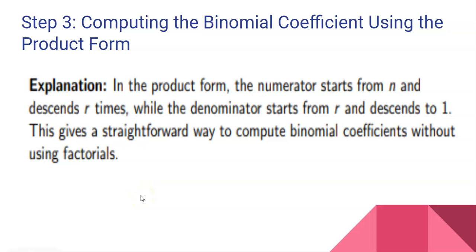So here's our explanation for the product form. In the product form, the numerator starts from n and descends r times, while the denominator starts from r and descends up to 1. So this gives a straightforward way to compute binomial coefficients without using factorials.